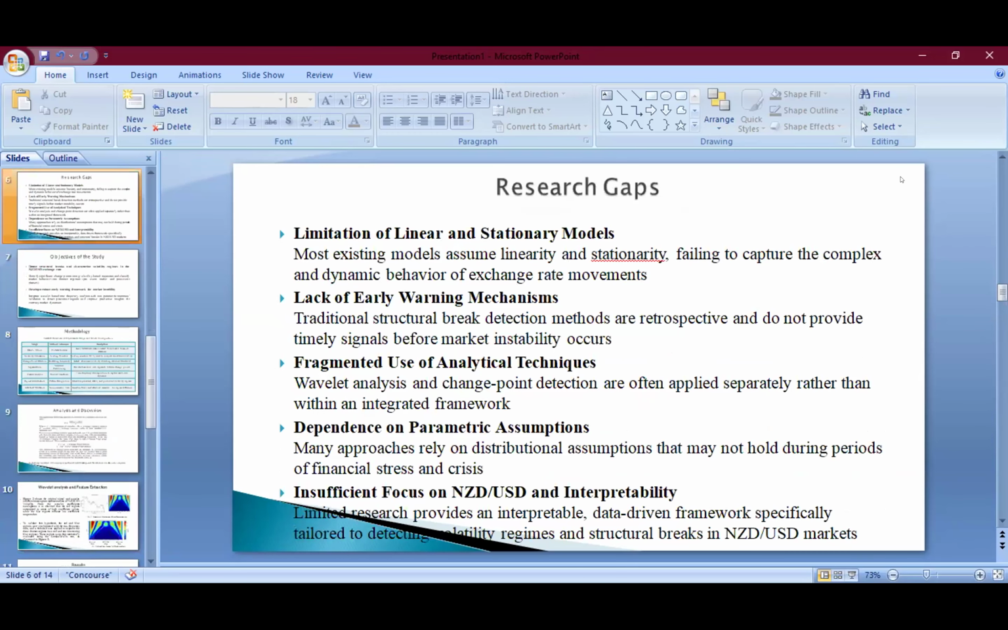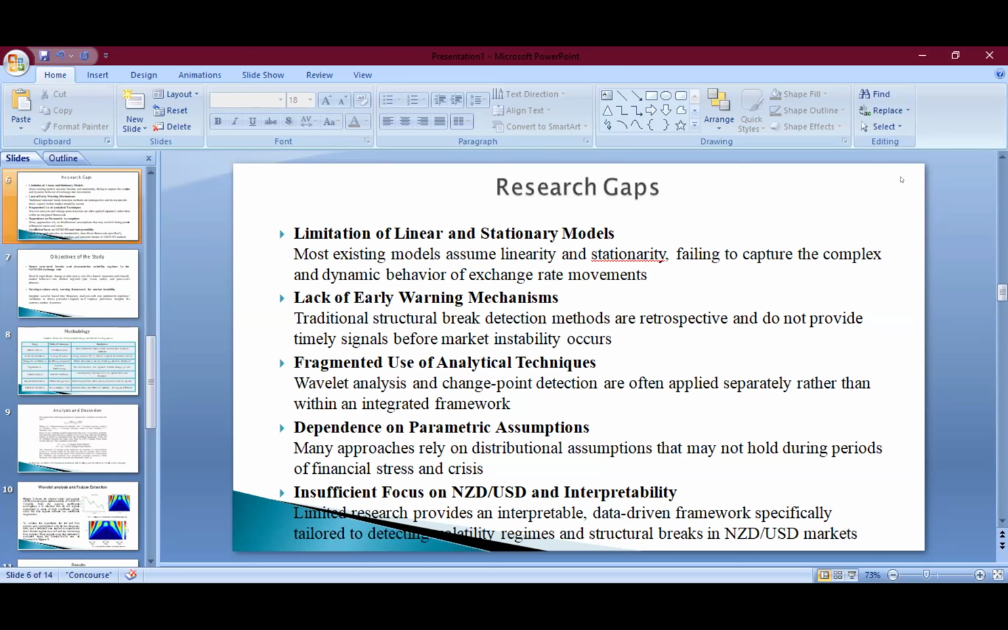These are the research gaps that we found from the literature review. The first one is the limitation of linear and stationary models. In most of the research, we see that they use linearity and stationarity methods, but they fail to capture the complex and dynamic behavior of exchange rate movements. This research gap motivated us to do further research.